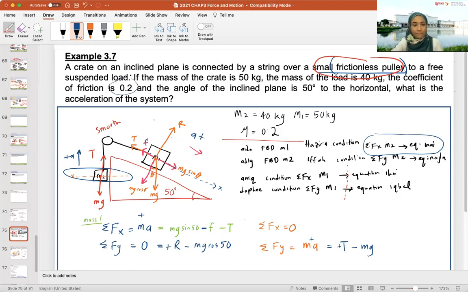Okay. And another thing that you need to remember is if your pulley is smooth, your tension is equal. Okay, so you need to remember this yourself. There will be no hint in the exam.